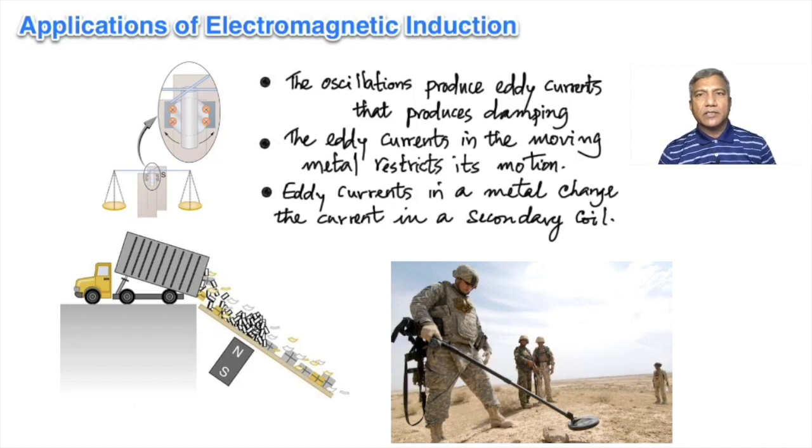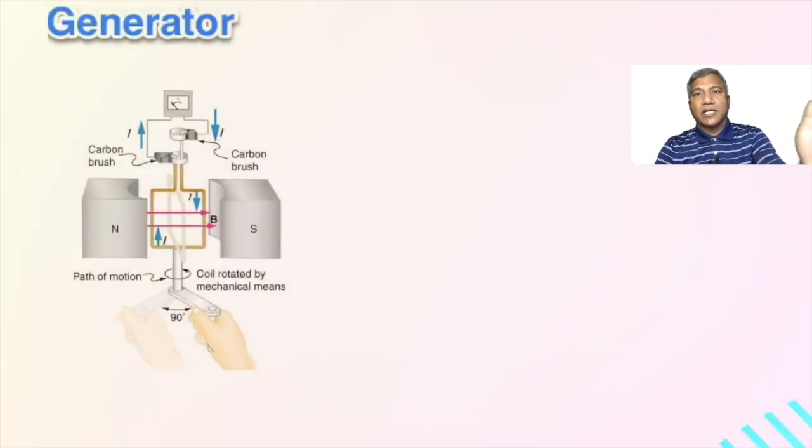So whatever metal it is, aluminum or iron, it need not be ferromagnetic. Any metal is going to get bunched up there and it'll stop, while other materials, which are non-metals, will simply fall through. Similarly, in a metal detector, you have eddy currents in a metal change the current in a secondary coil in this mine detector. So any metal in the ground is going to change the current in a secondary coil, and so we can detect any metal in the ground.